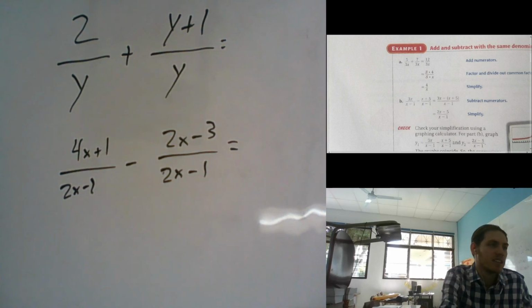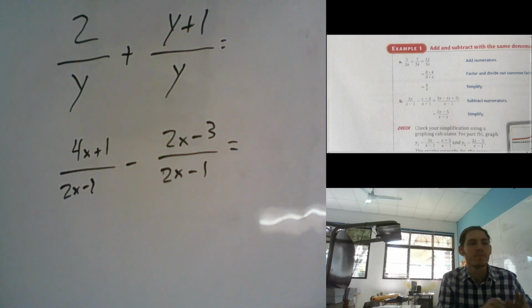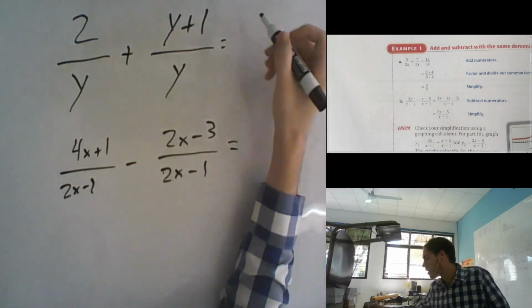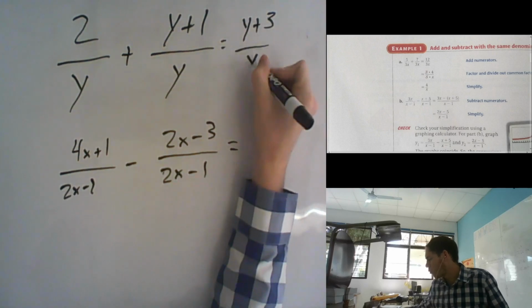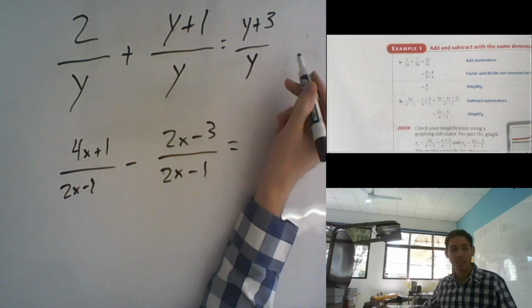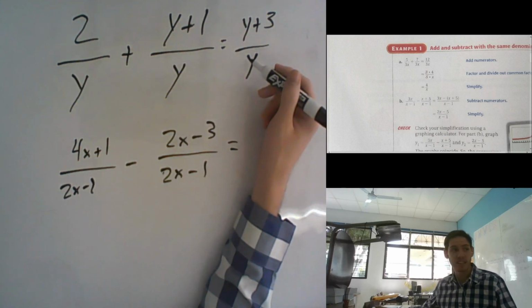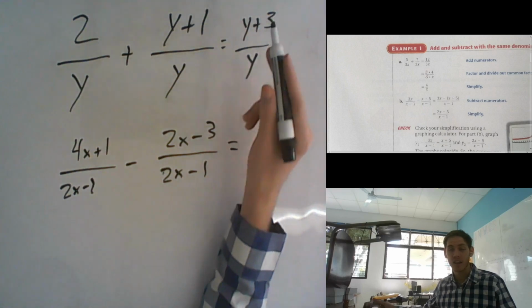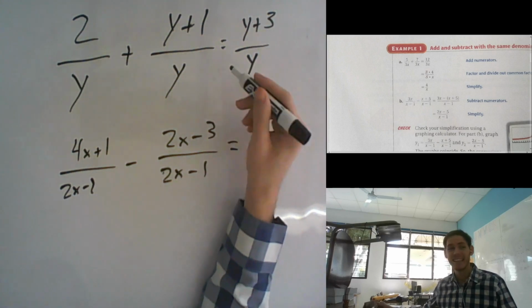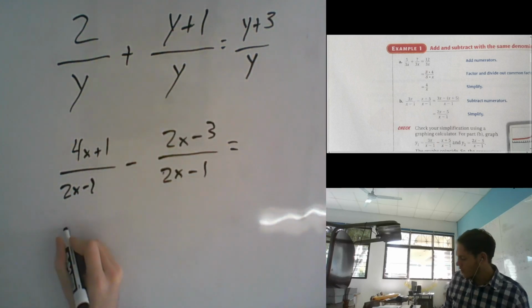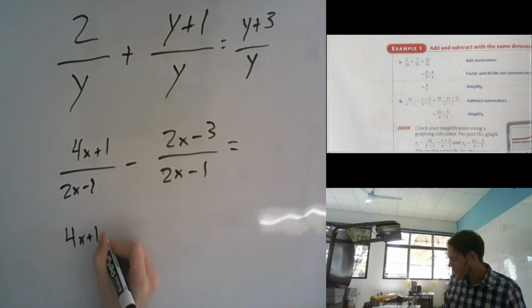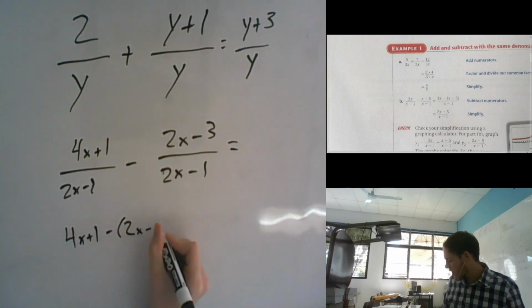Okay. That was a little longer. So the sum of the top, 2 plus y plus 1, would become y plus 3 over y. Okay, again, you cannot simplify this. This is going to stay the same because this is addition, and the only time we can simplify it is if it is multiplication.